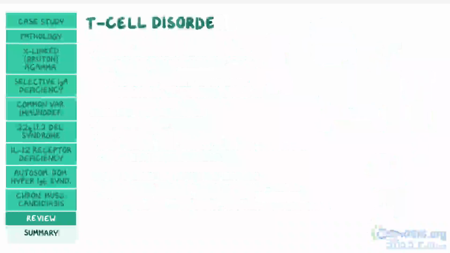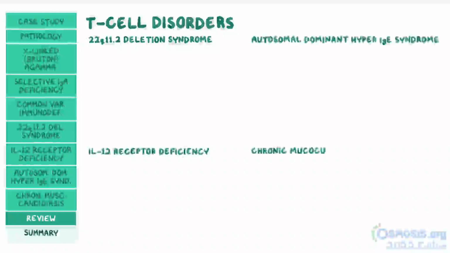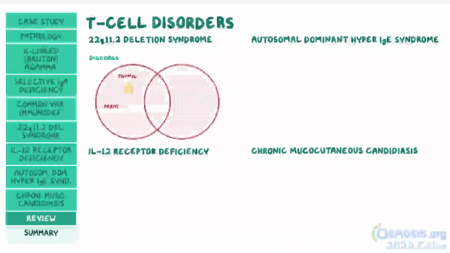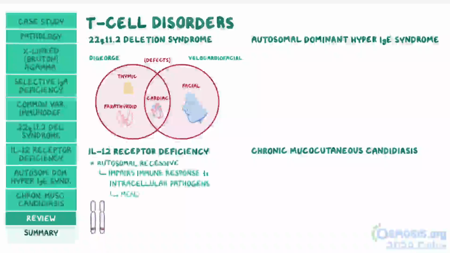Next, T-cell disorders include 22q11.2 deletion syndrome, IL-12 receptor deficiency, autosomal dominant hyper-IgE syndrome, and chronic mucocutaneous candidiasis. 22q11.2 deletion can present as DiGeorge syndrome with thymic, parathyroid, and cardiac defects, or velocardiofacial syndrome with mainly facial and cardiac defects. IL-12 receptor deficiency is an autosomal recessive disease that impairs the immune response to intracellular pathogens, which causes Mendelian susceptibility to mycobacterial disease.